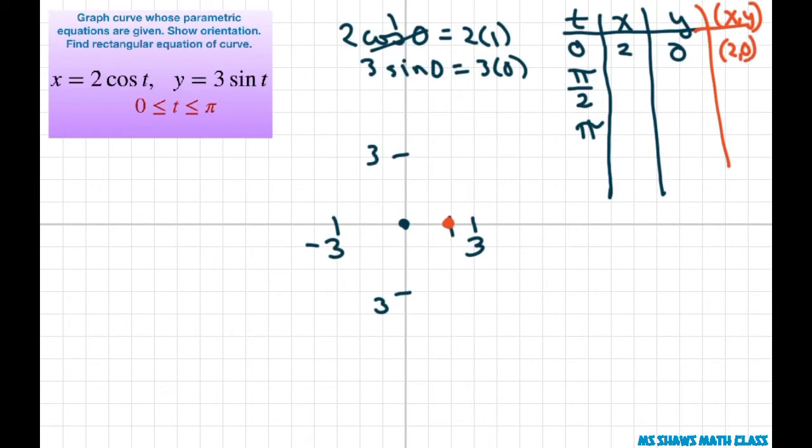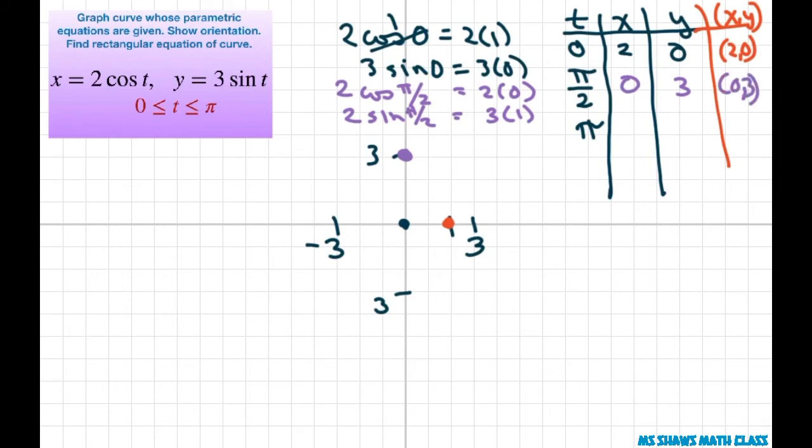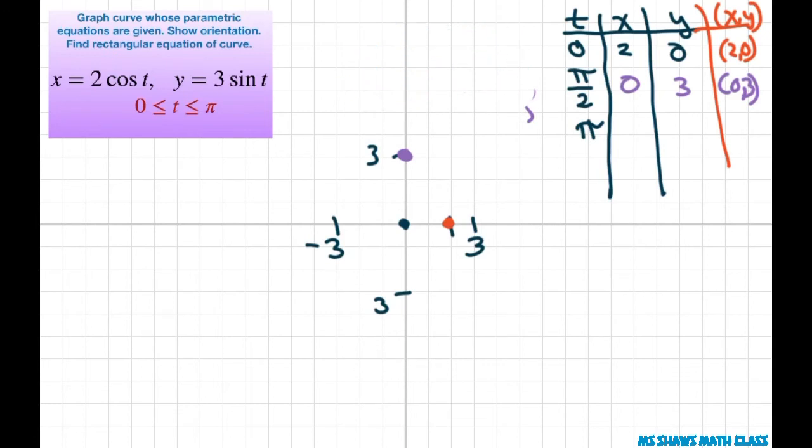Now pi over 2, we have 2 cosine of pi divided by 2. That's going to be 2 times 0. So that's 0, and then 3 sine of pi divided by 2 is 3 times 1. So that's 3. So we're at 0 comma 3.